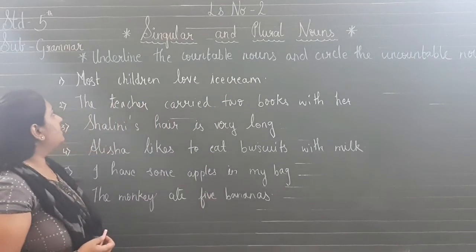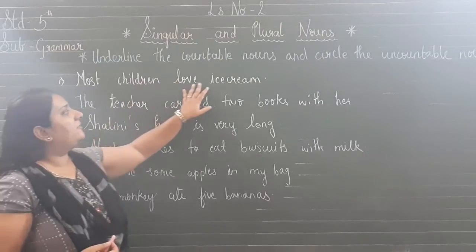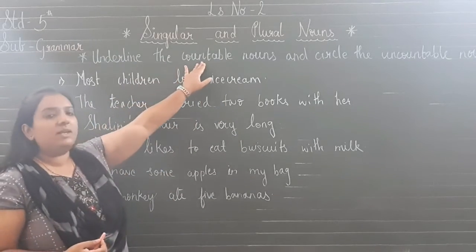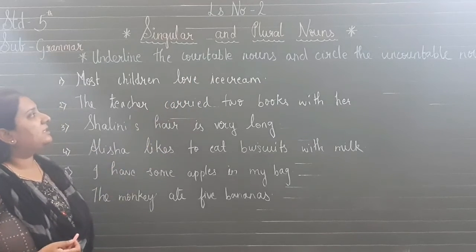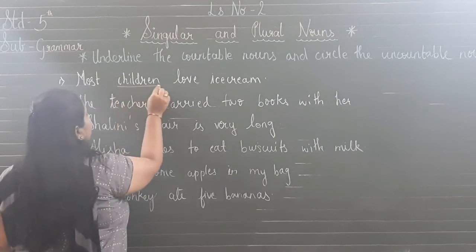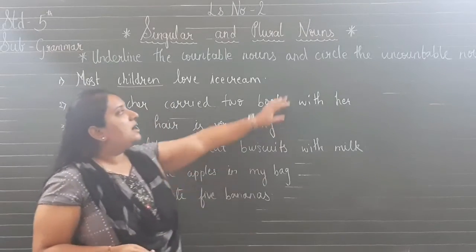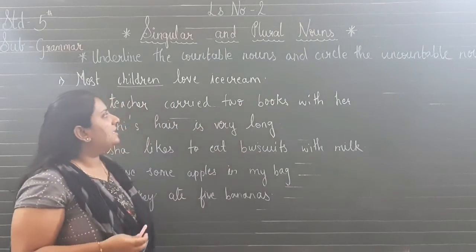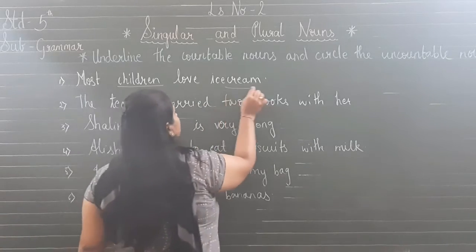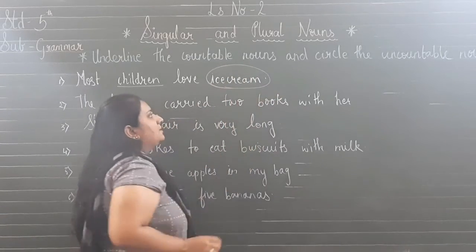Here the first sentence is, most children love ice cream. So what do we have to do? We have to underline the countable nouns. So what is the countable noun in this sentence? Yes, children. So children we will underline, and we have to circle the uncountable nouns. So in this sentence I feel that ice cream is an uncountable noun. So we will circle it.